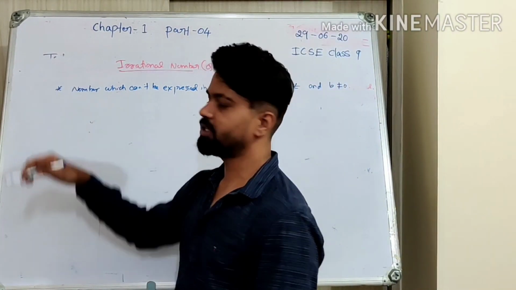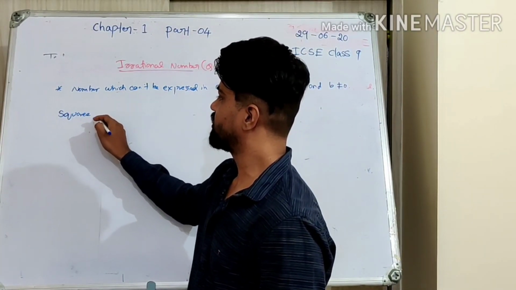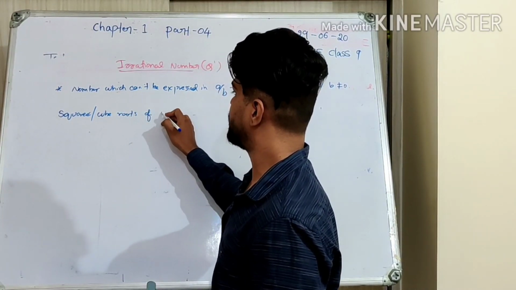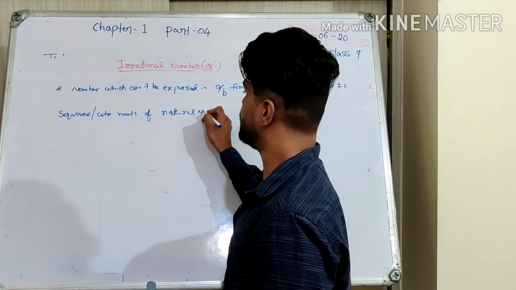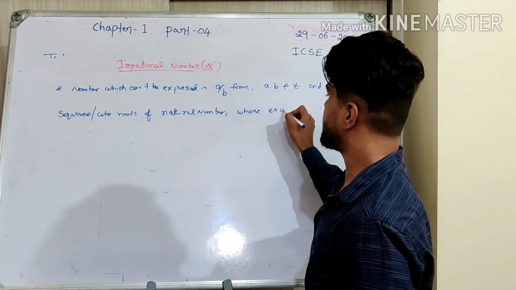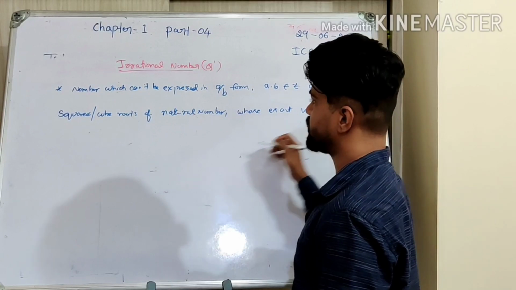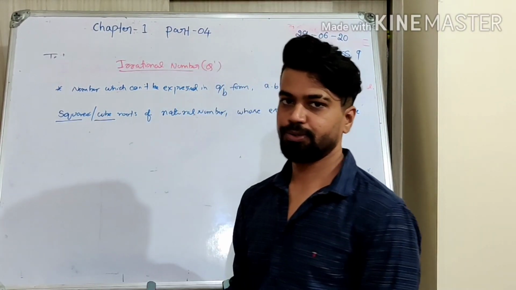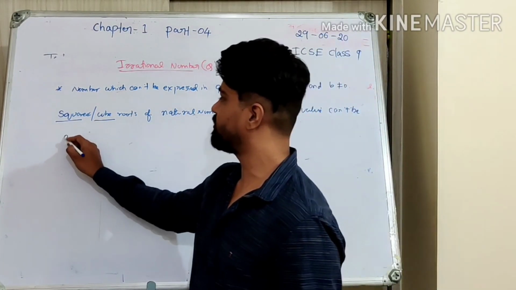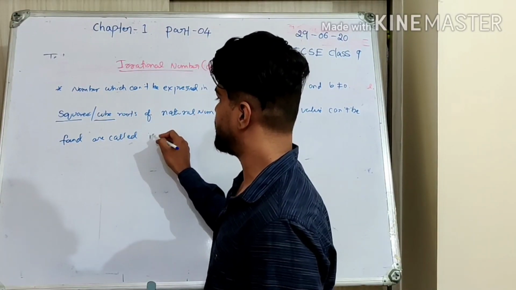Okay, but in your book what they say is the square or cube roots of natural numbers whose exact value cannot be found. So it is very important. Square or cube roots of natural numbers whose exact value cannot be found are called irrational numbers.